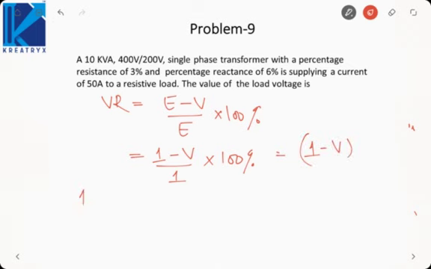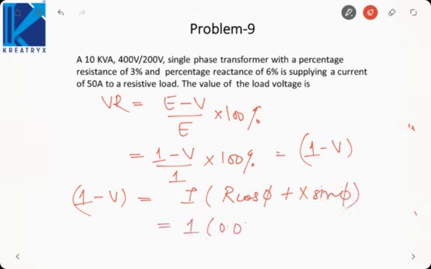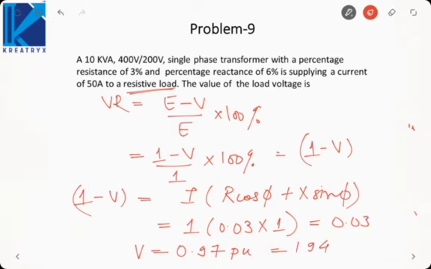Now this voltage regulation, 1 minus V, will be equal to I into (R cos phi plus X sin phi). Now current is itself 1 per unit, resistance is 0.03, power factor is unity due to a resistive load, so sin phi will be 0, it is 0.03. So V will be 0.97 pu, or it is equal to 194 volt.